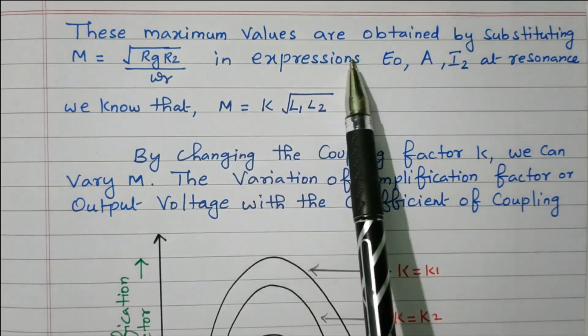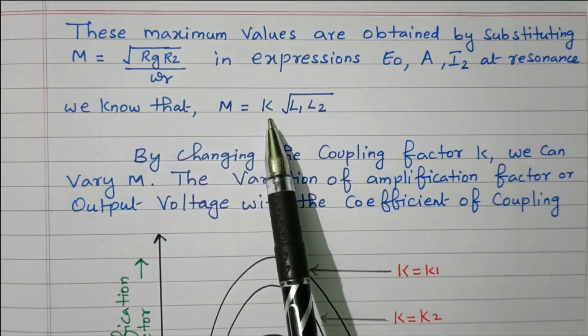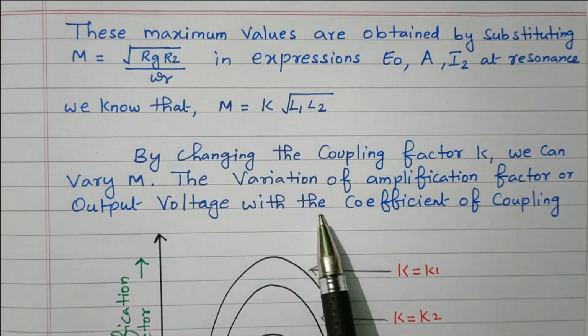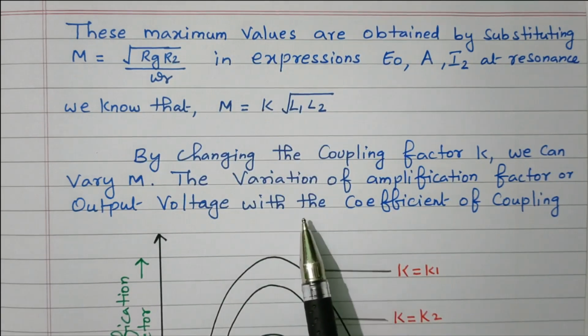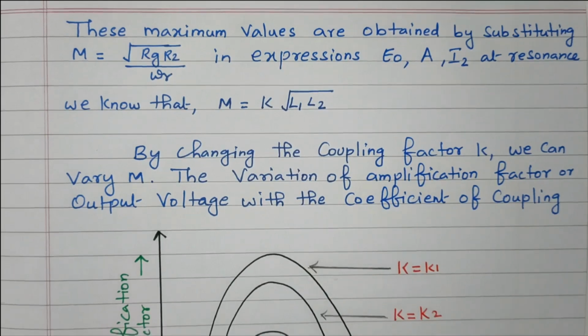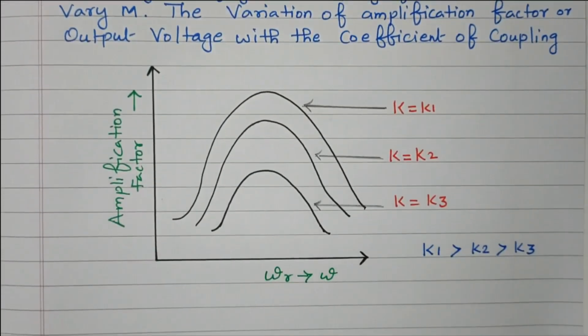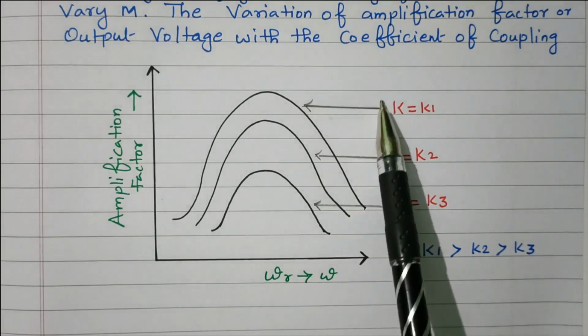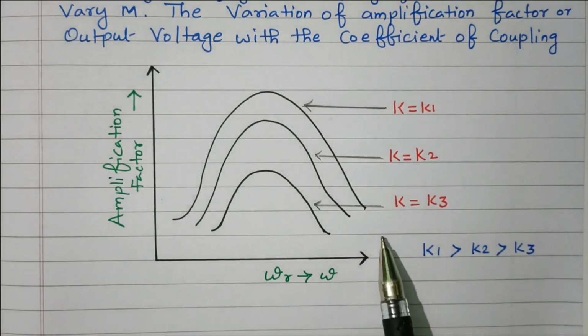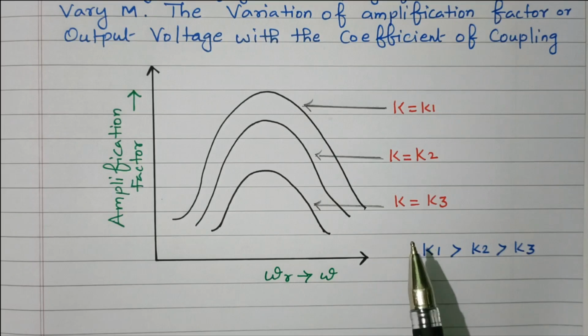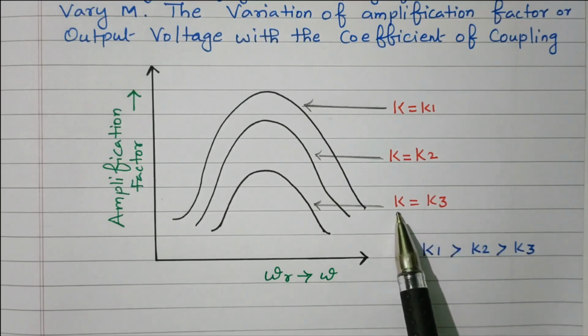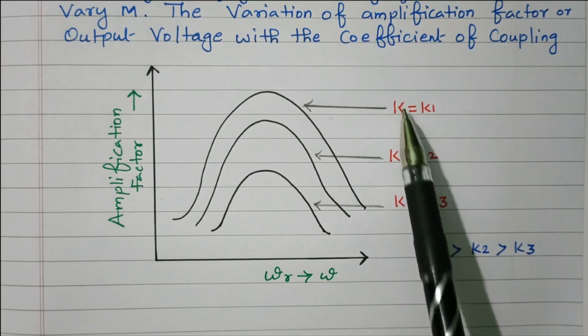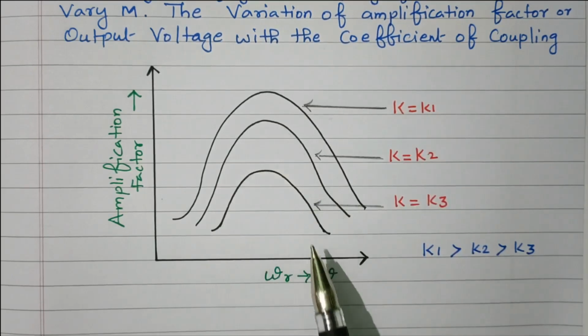So these three are based on the M, but M is based on the K value. So by changing the K value, we can vary the amplification factor with the coefficient of coupling. So based on that, the graph is available. The x-axis is the resonant frequency, the y-axis is the amplification factor. This is for different coefficients of coupling, right? So for the different values of coefficient of coupling, the graph is obtained.